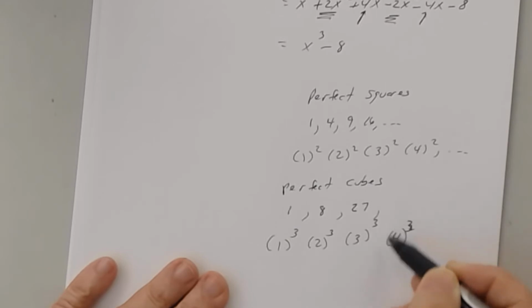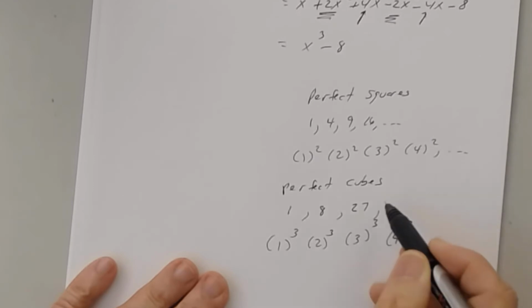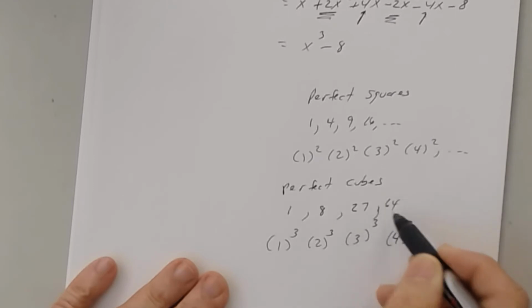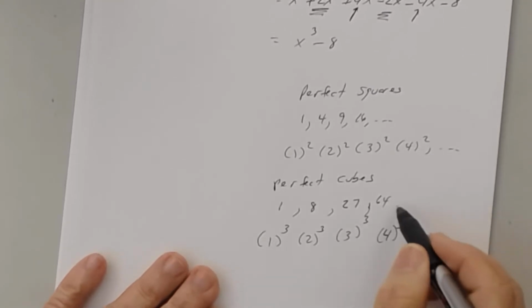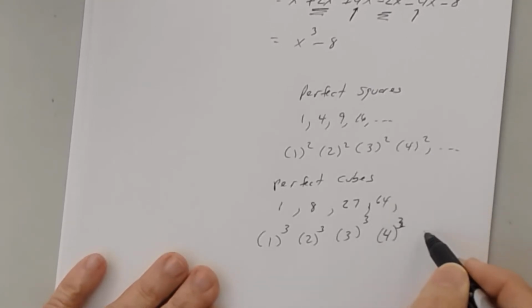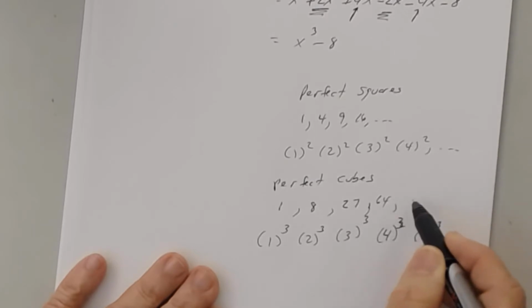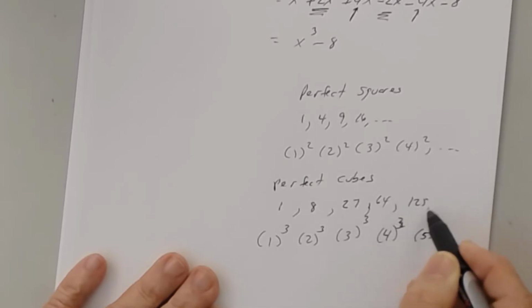4 cubed. 4 times 4 times 4. 64. Thank you. Took you a while to punch in 4 times 4 times 4 in a calculator. The next one would be what? What would I write? 5 cubed. What's 5 times 5 times 5? 125. So those are your perfect cubes.